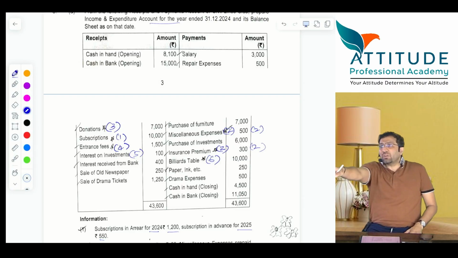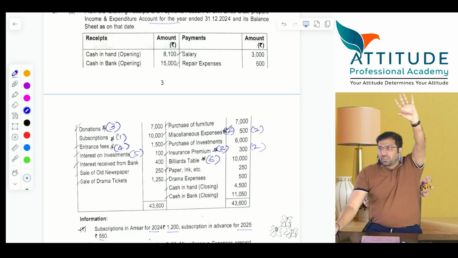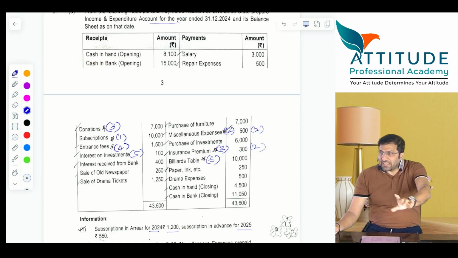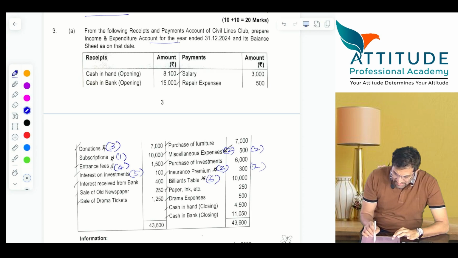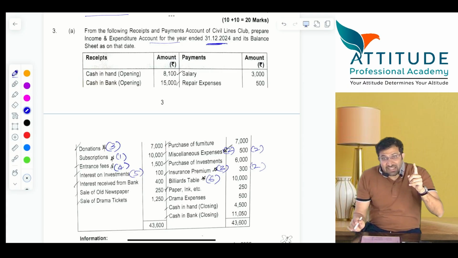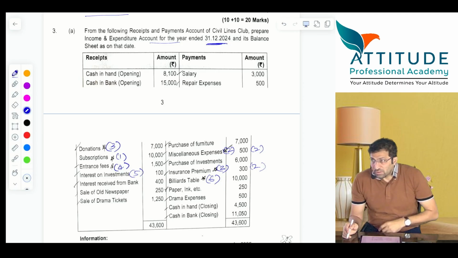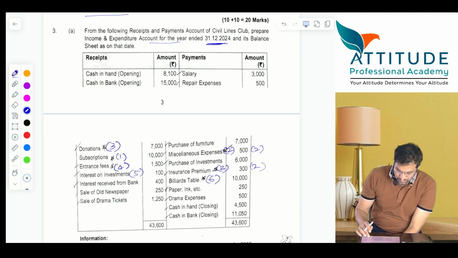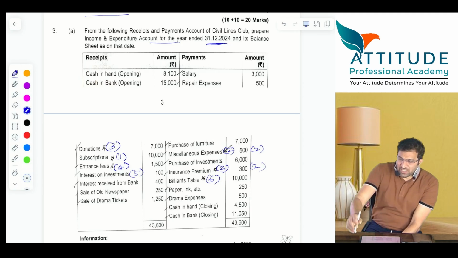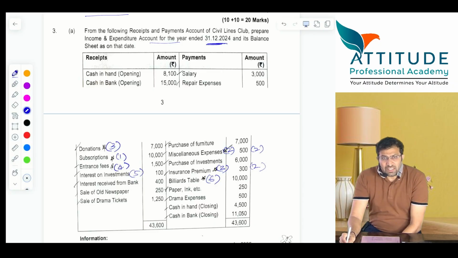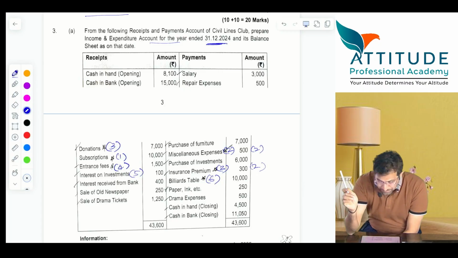What all have you written? Tell me. Income and expenditure account. Second, closing balance sheet. Then opening balance sheet. Closing balance sheet date is 31st December 2024. Opening balance sheet date is 1st January 2024. Is that clear? Heading what I have written: income and expenditure account for the year ending 31st December 2024. Shall we proceed? Now one by one you should tell me where you will get it.